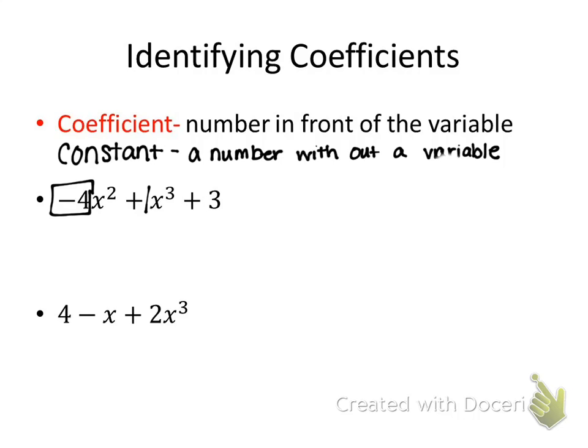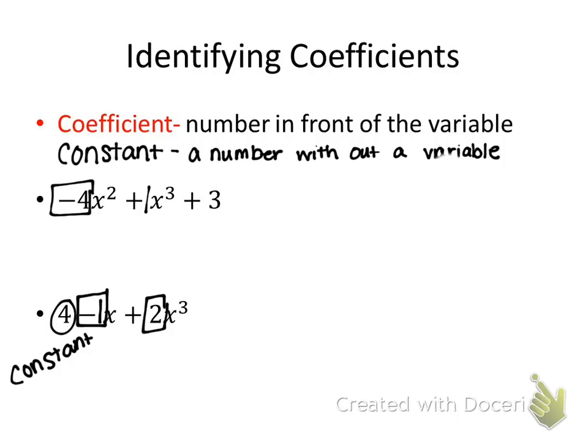Okay? So let's label what is the constant in this next problem here. Josh? 4 is my constant. Now, what is the coefficient of negative x? Kyle? Negative 1. Perfect. The coefficient is negative 1. You have to read it with the sign in front of it. I wouldn't just say 1 is my coefficient because there's a negative sign or a minus sign. They're the same thing in front of it. What is the coefficient of 2x cubed? 2.